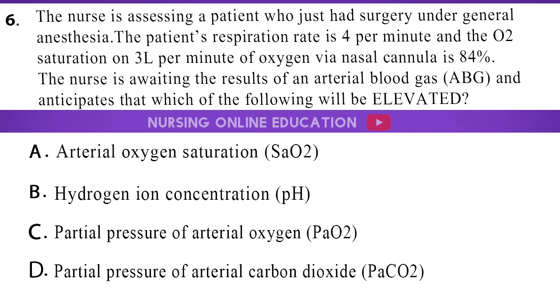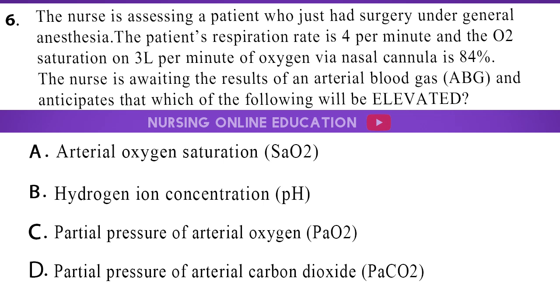6. The nurse is assessing a patient who just had surgery under general anesthesia. The patient's respiration rate is 4 per minute and the O2 saturation on 3 L per minute of oxygen via nasal cannula is 84%. The nurse is awaiting the results of an arterial blood gas, ABG, and anticipates that which of the following will be elevated?